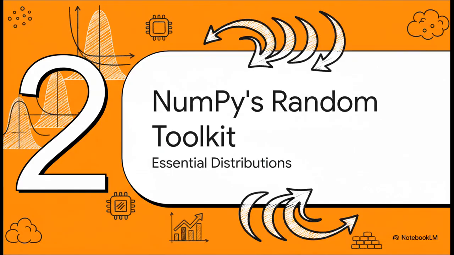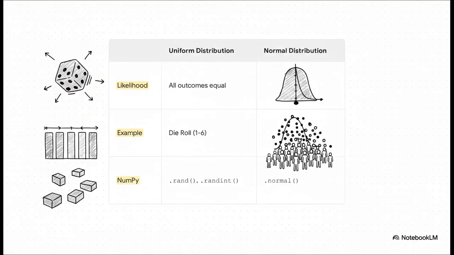Okay, so let's see how this all plays out in the real world, using the tool pretty much every Python data scientist relies on, NumPy's super fast random module. This thing is built for performance, especially when you're working with huge arrays of data, which makes it a must-have. Now, when we generate random numbers, they usually come in two main flavors. First, you've got the uniform distribution. This is like rolling a single, fair die. Your chances of getting a 1 are the exact same as getting a 6. Every outcome is equally likely.